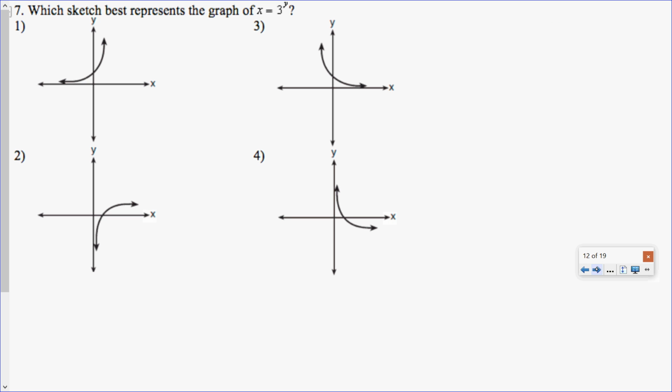Number 7, just a hint, because they switched x and y, it's asking for the inverse of exponential.